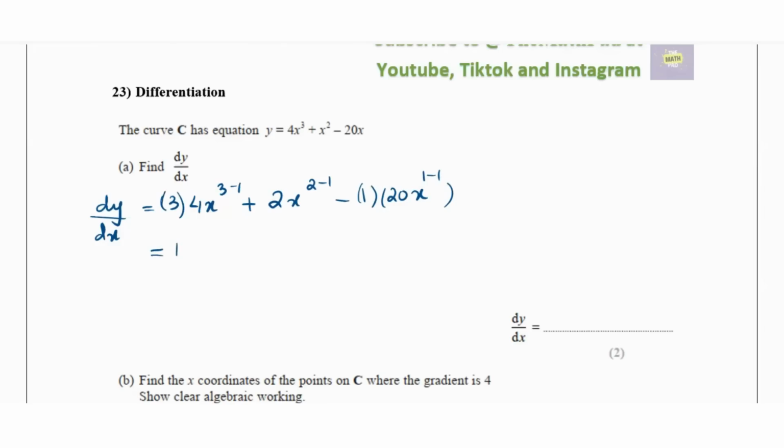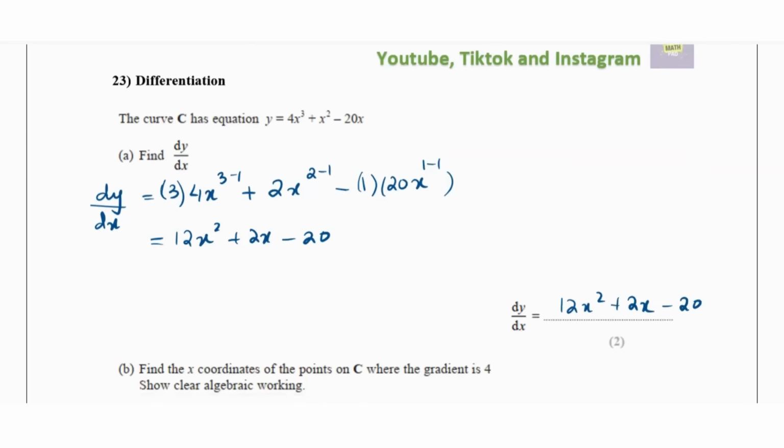So that leaves us with 12x squared plus 2x minus 20. If we notice, for the last term, 1 minus 1 is 0 and x to the power of 0 is 1. So we get a constant of 20. So 12x squared plus 2x minus 20 is your answer.